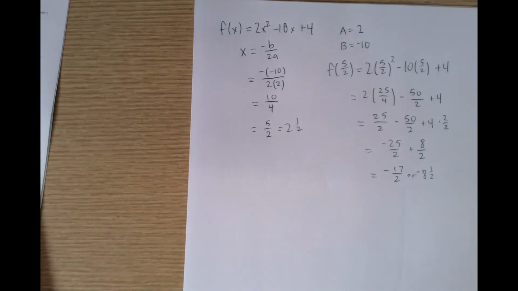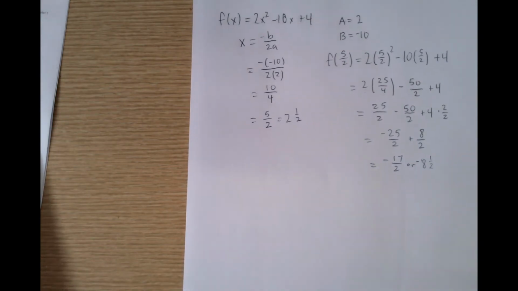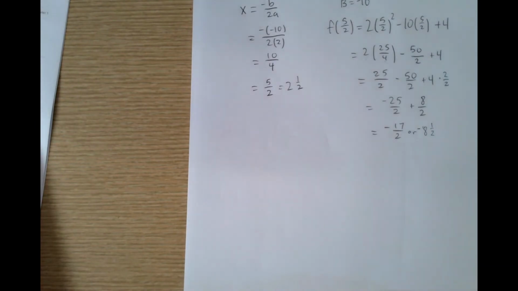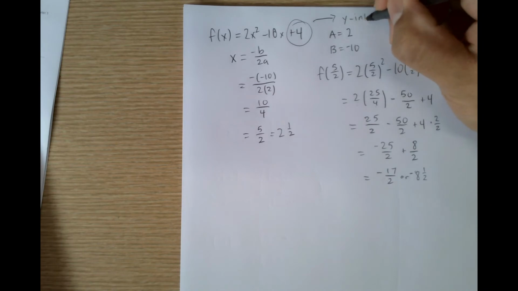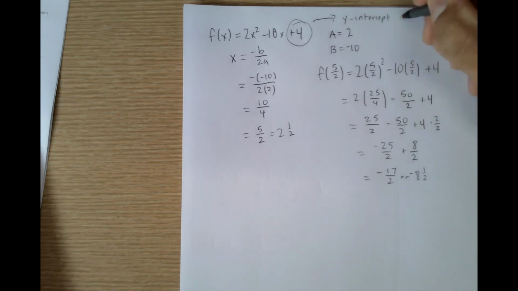Okay. So after this, I can go ahead and plot this on a graph. How do I know my y-intercept? Whatever number is just by itself, that is going to be my y-intercept. So my y-intercept would be at 0, 4.